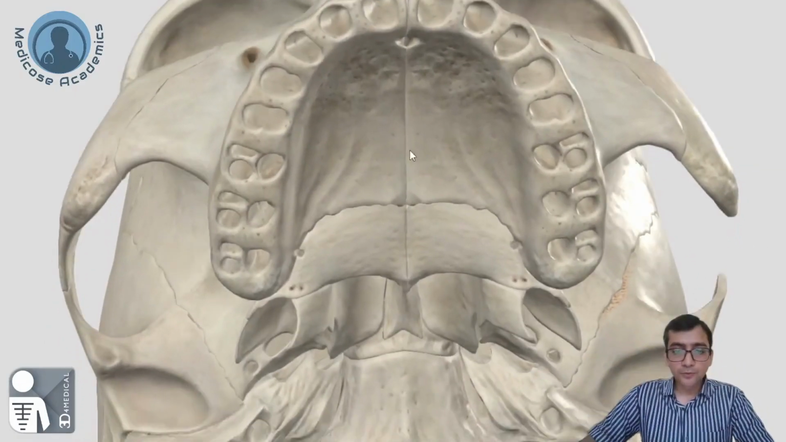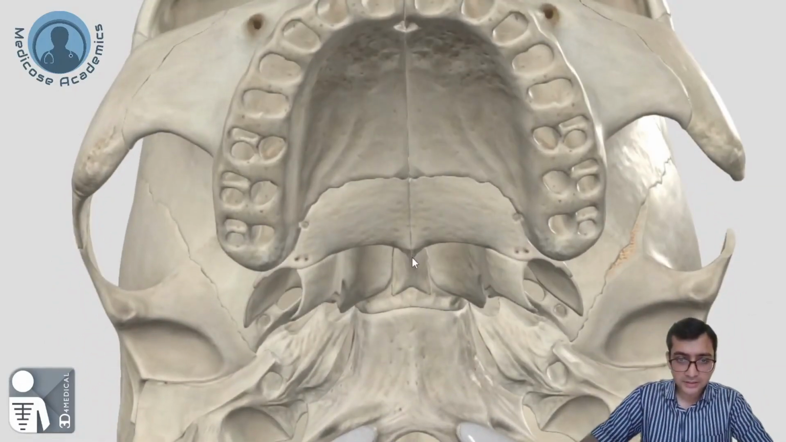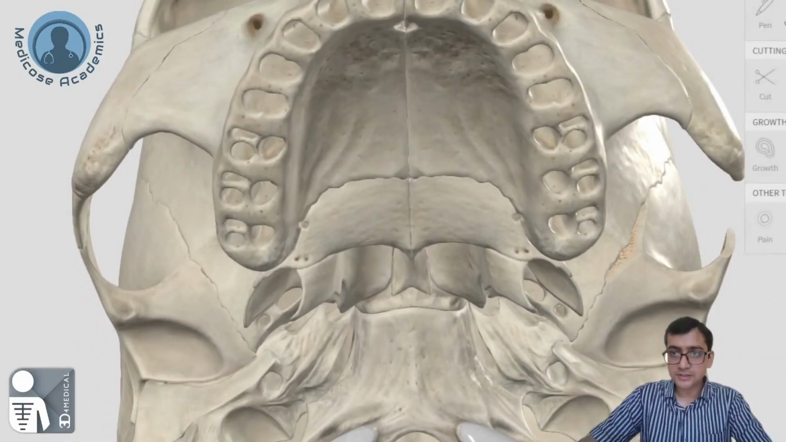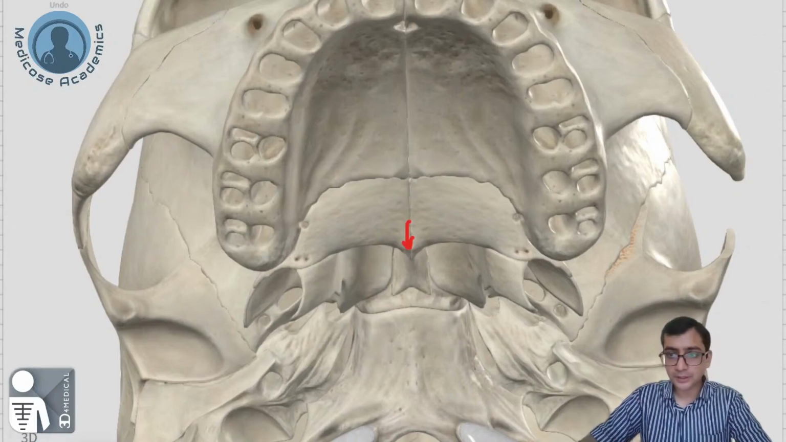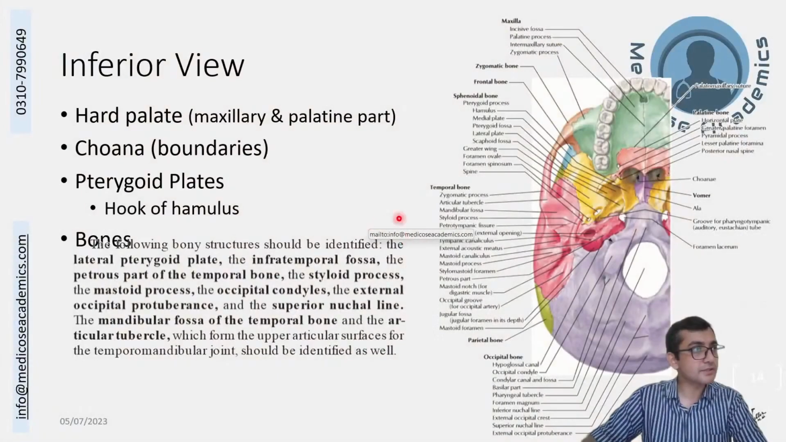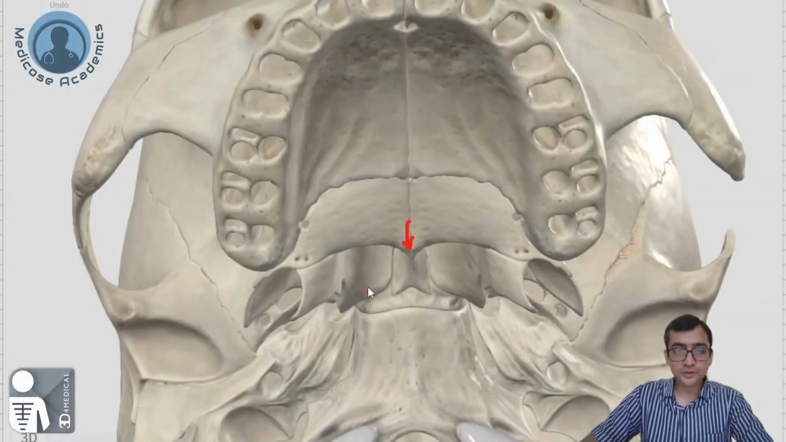Okay, moving on. Here you see this prominence, right here. This is the posterior nasal spine. Let me show you here right now. That is called the posterior nasal spine. It is shown right here. Okay, so this is all about the palate.